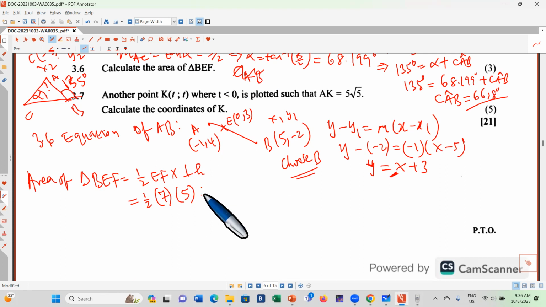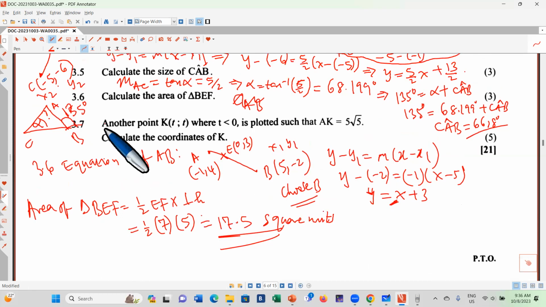So what is the answer here? If you multiply 7 by 5, you get 35 divided by 2, which is actually 17.5 square units, which is the area. So this one is the required result. We are getting the result that is wanted, so we are good enough.